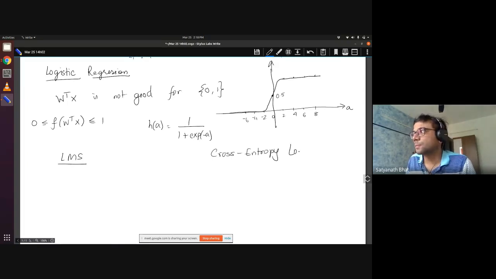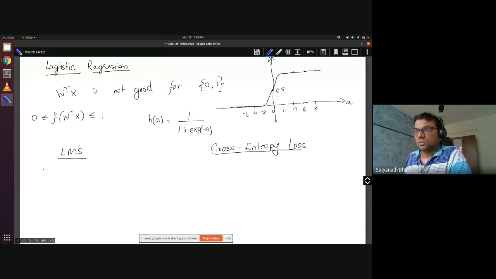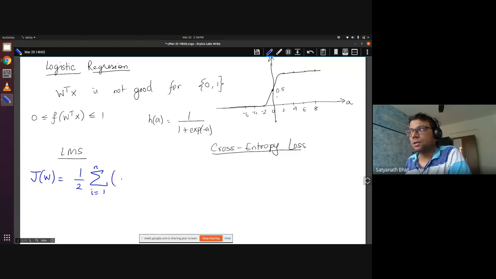I hope everything until this point is clear. Let us now look at the loss functions corresponding to each of these. LMS will be treating it as loss J of W, which is the same thing as before, sum over i equal to 1 to N. Here, instead of using W transpose Xi, we will use H of W transpose Xi minus Yi. So this is one variant.